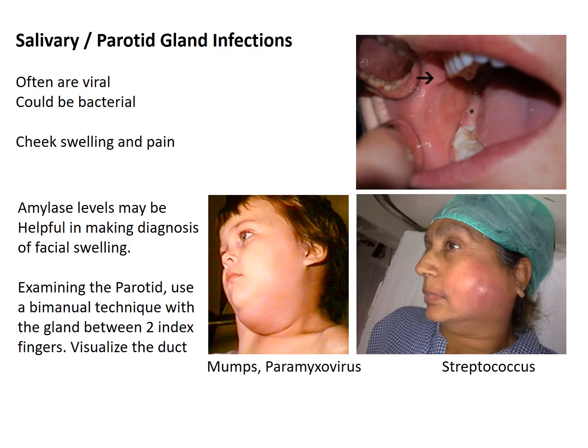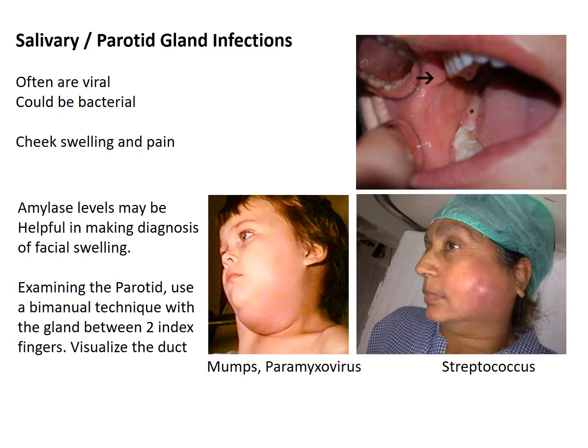Okay, these glands can get infected. So salivary glands and parotid glands can get infected. Patient usually presents with facial redness, swelling, and pain. Some of these are viral, such as children who get the infection mumps, and sometimes these are bacterial. The bacterial infections tend to be a little bit more common in adults. Streptococcus is a common organism causing parotitis or bacterial parotid gland infection.